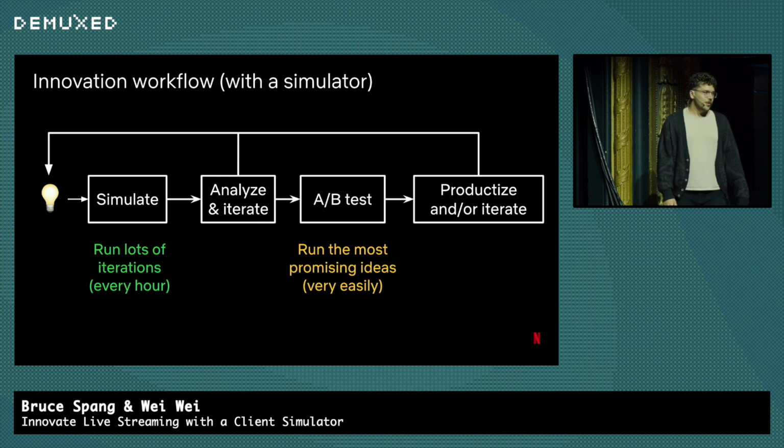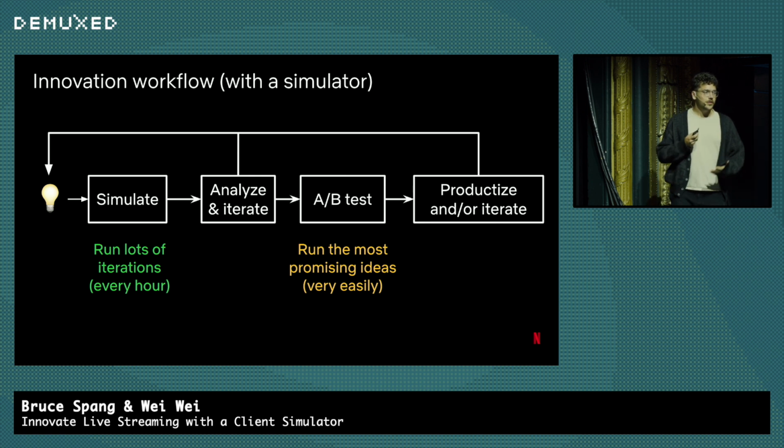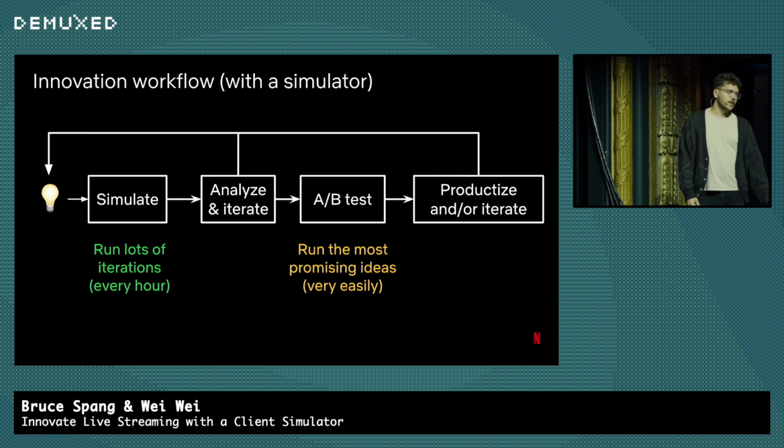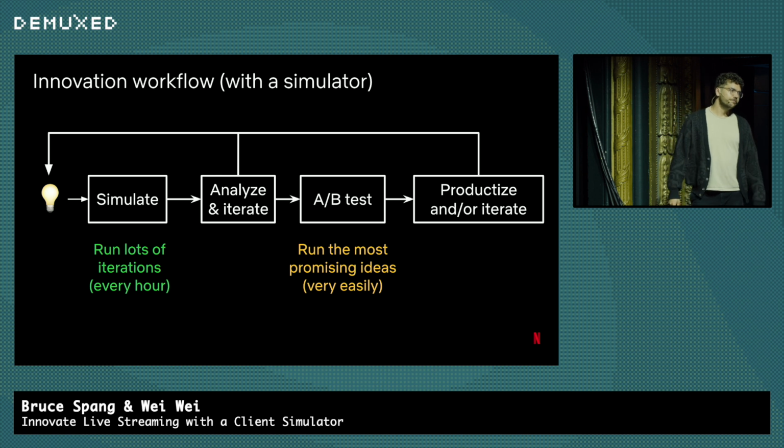So this is roughly how we work with a simulator. We come up with some idea, we implement it in the code base, then we run a bunch of simulations. We can do this pretty quickly, and so we can have a pretty tight loop of analyzing or iterating. When we finally have something that we think might actually work, then we can go and we can run an A/B test. And this lets us run A/B tests on only the most very promising ideas, which helps us deal with these sort of fewer live events that we're having. And then finally, once we have something that works well, we can either productize it or we can go back to the beginning and try again.